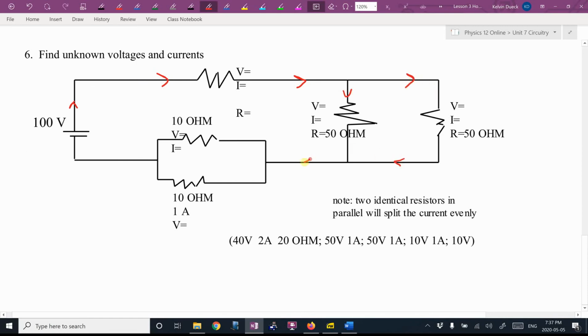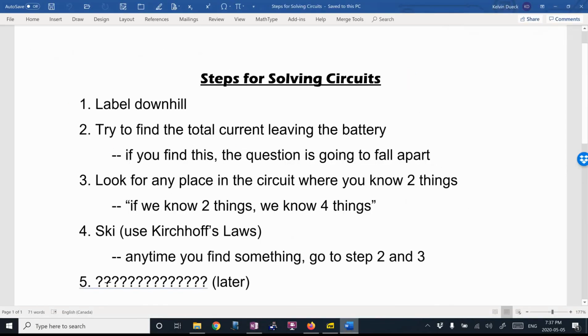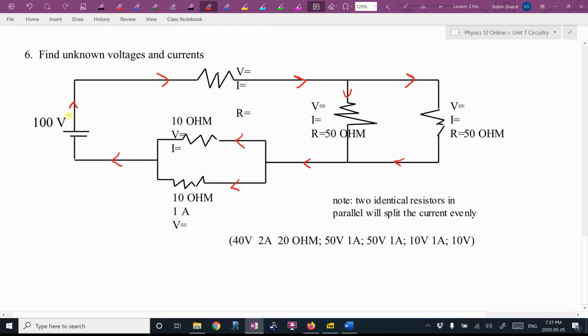That's downhill, downhill, downhill. Step 2, try and find the total current, because if I can figure that out, so how many amps do I have coming from here? Well, that would be the total current if I knew it. I don't know the current there.